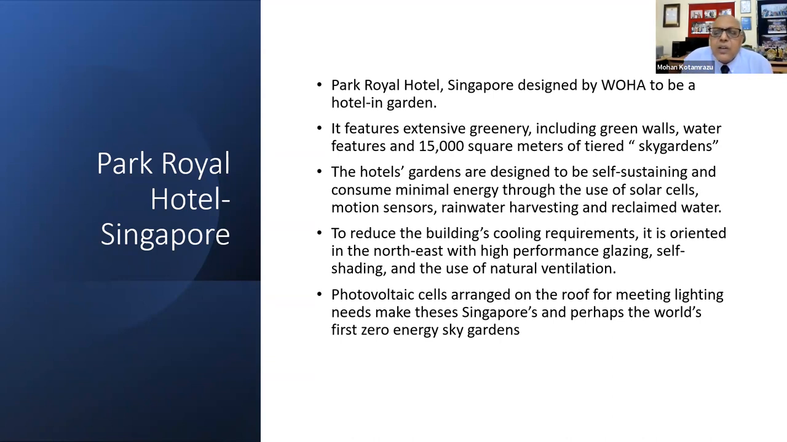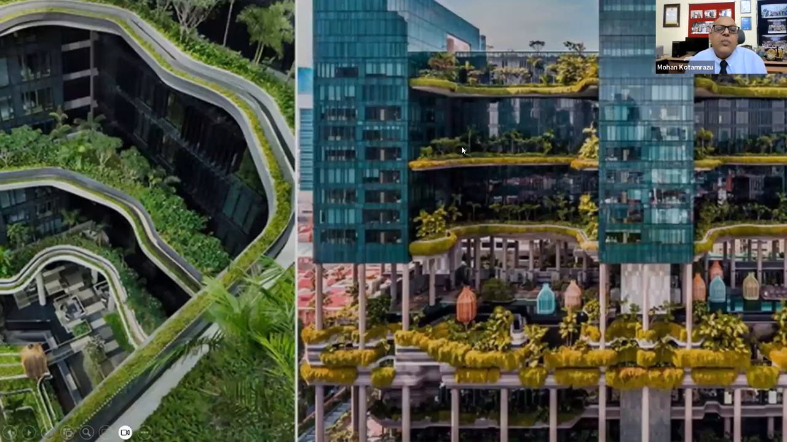To reduce their cooling requirements, it's oriented towards the northeast. It has high performance glazing and a lot of self-shading and natural ventilation. And it's one of the world's first net zero sky gardens. That means, to maintain the entire thing, the energy is used by the building itself. It doesn't get anything from outside.